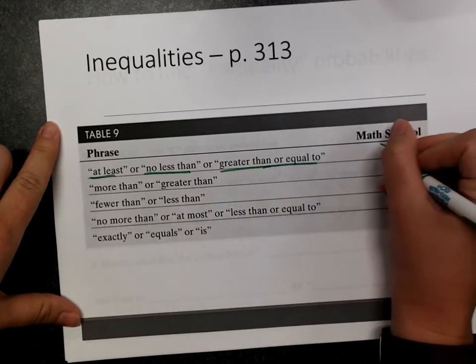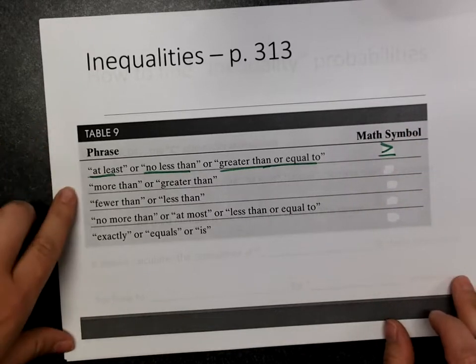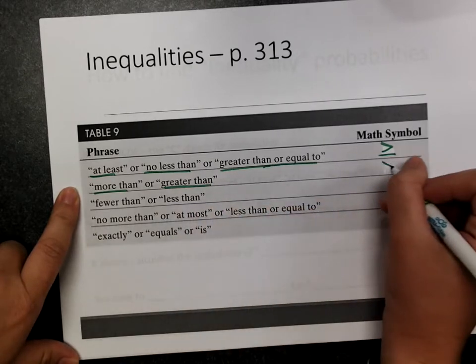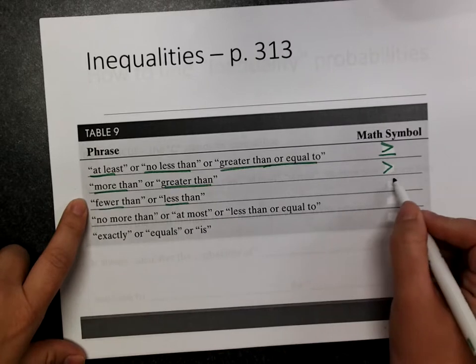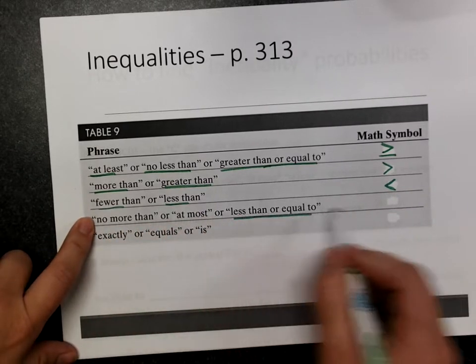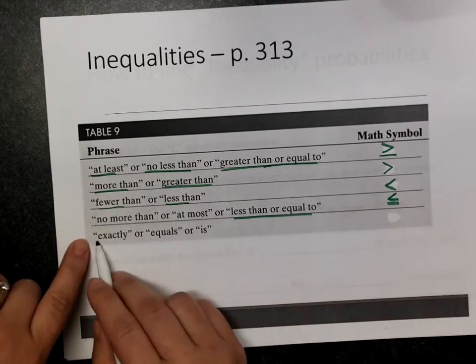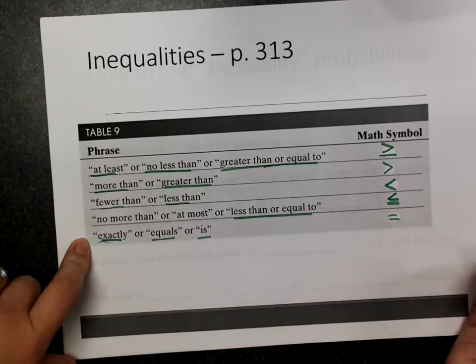And we remember the math symbol for greater than or equal to, like that. You might see the phrase more than or greater than, which would just be that symbol. You might see fewer than or less than, which goes the other way. No more than or at most or less than or equal to. Lots of different phrases that mean the same thing. Or sometimes you'll just see exactly or equals or is, which is the equal sign.